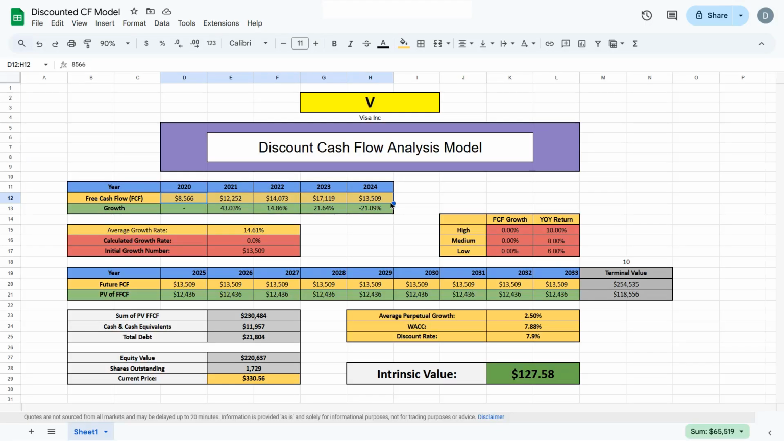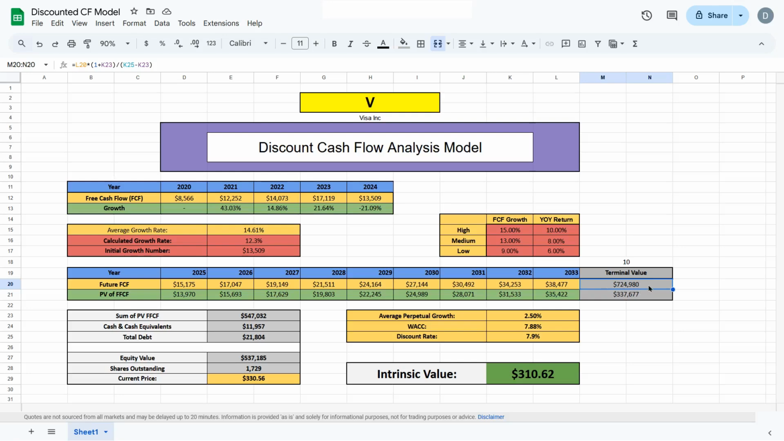Now, after plugging in the historical free cash flow, the model calculates the yearly growth and averages it out to a 5-year CAGR of 14.61%. But now we have to project the future free cash flow growth. So based on our historical growth and the research I did in the backend, I will project the high growth rate at 15% yearly, medium at 13% and low at 9%. And averaging these out, we will get an average growth rate of 12.3% into the future. We will then use this to calculate the future free cash flow from 2025 to 2035.